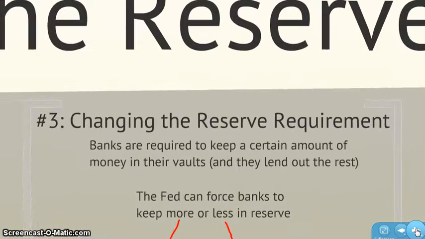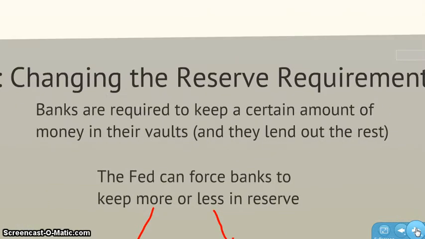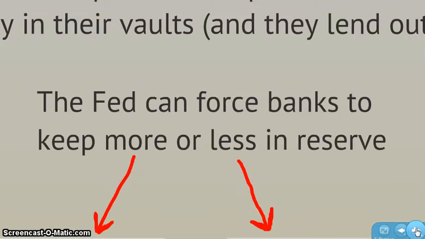The third tool is that the Fed can change another thing, and this is called the reserve requirement. You might remember a while ago when we talked about banks, banks are required to keep a certain amount of money in their vault at all times. In our class, we've used the example of, you make a $10,000 deposit, the bank has to keep, let's say, 20% of that in their vault, and then they lend out the rest. Well, the Federal Reserve is what decides how much a bank has to keep. So if the Fed wants to, they can force banks to keep either more or less money in reserve.